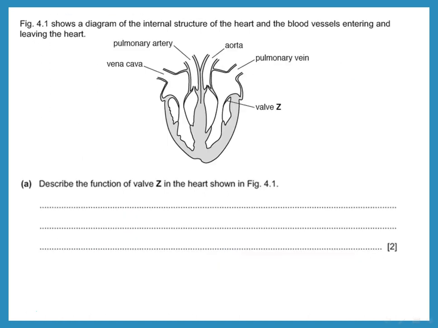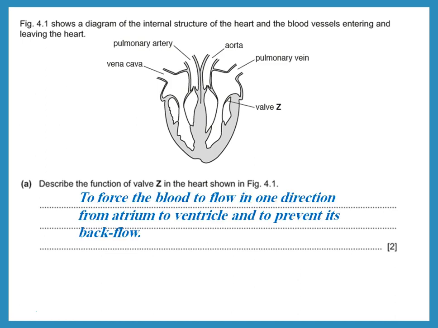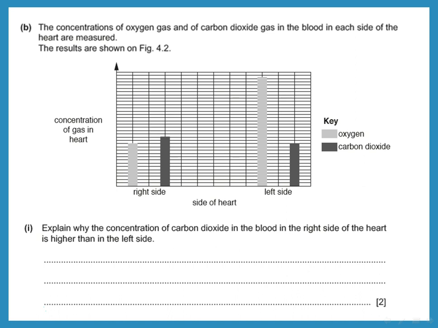Okay, this figure shows a diagram of the internal structure of the heart and the blood vessels entering and leaving the heart. And he says, describe the function of valve Z. We said valve Z is the bicuspid valve. What is its function? To force the blood to flow in one direction from atrium to ventricle and prevent its backflow. So we don't want the blood to flow back from ventricle to atrium.